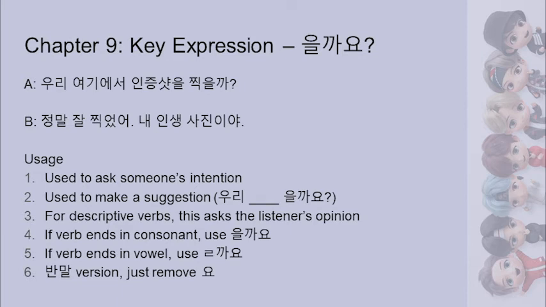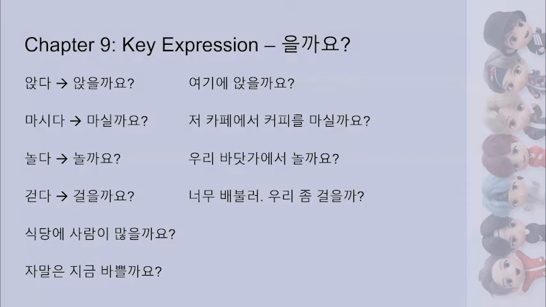So for conjugation, as always, if it ends in a consonant, use 을까요, and if it ends in a vowel, use ㄹ까요. And also, if you want to use this in 반말, you just remove the 요 from the end so that it ends in 까. Then for the example sentences and conjugations, the first one is 앉다, for to sit. If we conjugate this, we add 을까요 because it ends in a consonant. So we get 앉을까요? Example sentence, 여기에 앉을까요? Do you plan to sit here? Do you intend to sit here?